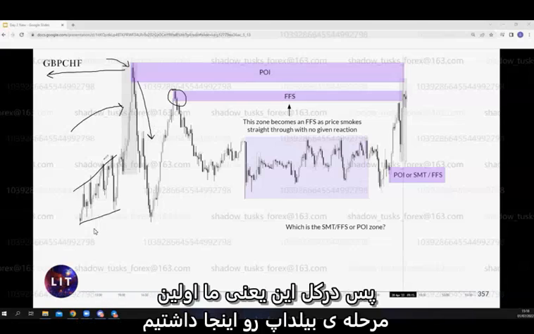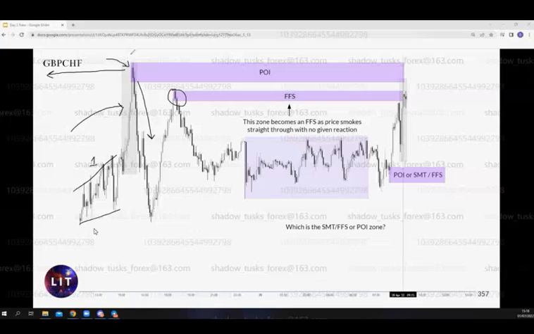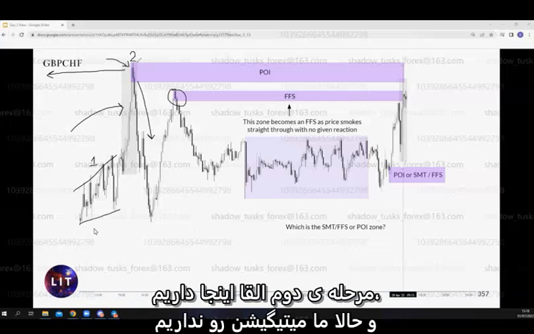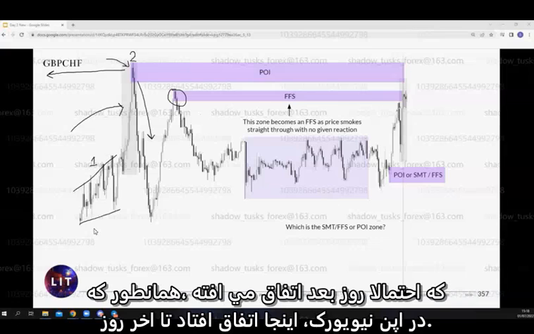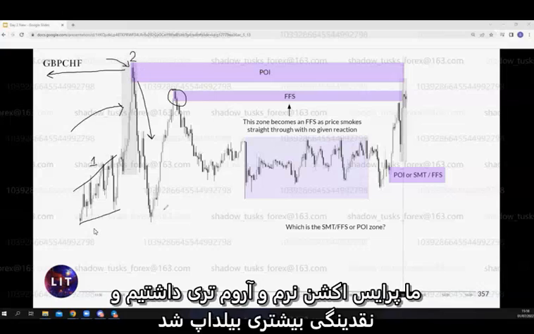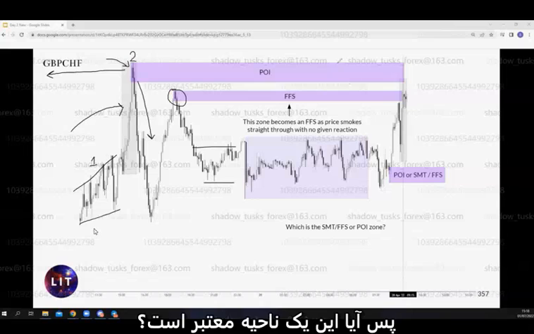So essentially what that means is we've had our first stage of the buildup over here, second stage of the inducement, and now we're missing our mitigation, which occurs probably the next day, as it of course occurred in New York Open, over here. Towards the end of the day, we get, of course, slow price action and more of a liquidity buildup. So is this a valid point?